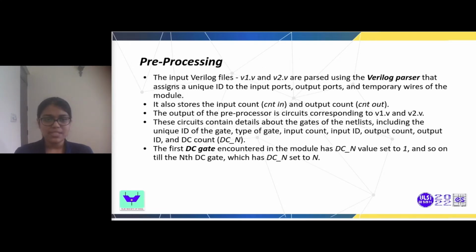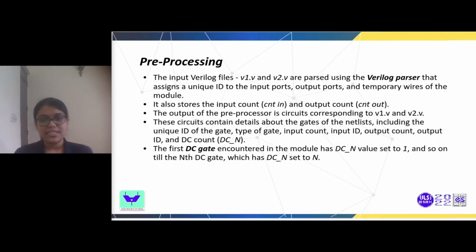The pre-processing step involves taking the Verilog files and using the Verilog parser to assign a unique ID to the input ports, output ports and temporary wires of the module. It also shows the input count and the output count. The output of the preprocessor is the circuit corresponding to the Verilog files. These circuits contain details about the gates of the netlist and also another important quantity, which is the DC count.